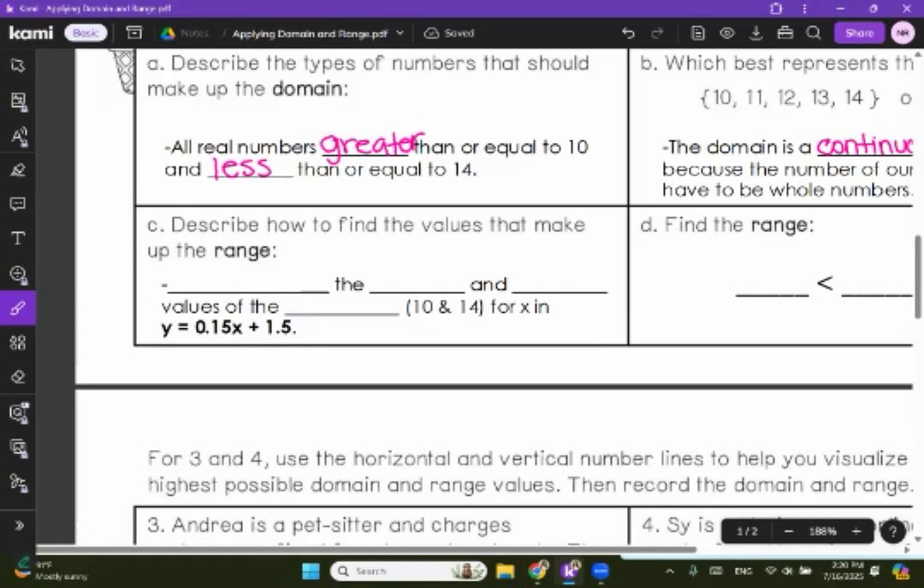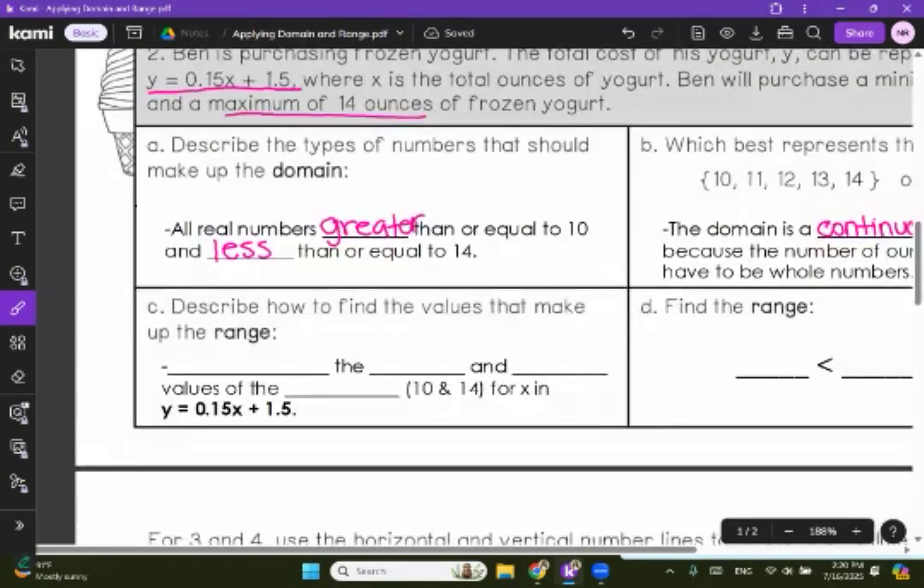Okay, describe how to find the values that make up the range. Well, for this one, what we're going to do is substitute, meaning plug in, just the lowest and the highest values of the domain. We're only going to plug in the 10 and the 14 because we want to know what's the least amount that we're going to pay, and we want to know what's the highest amount that we're going to pay.